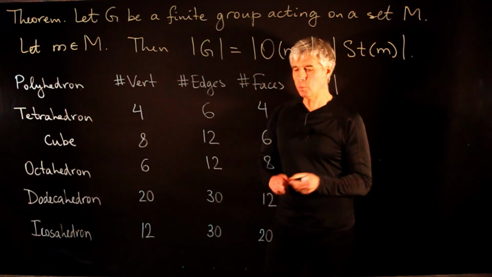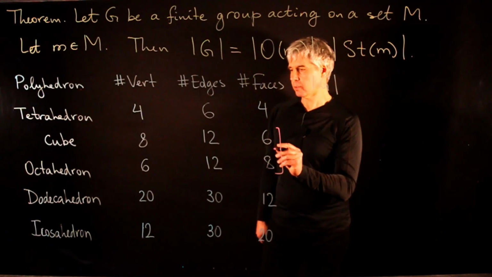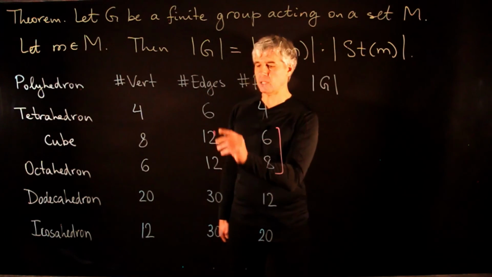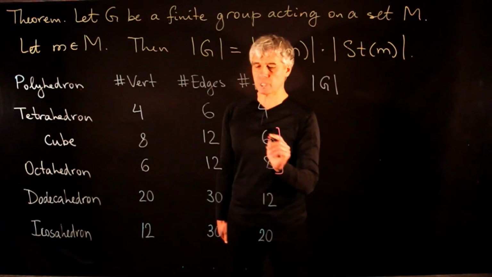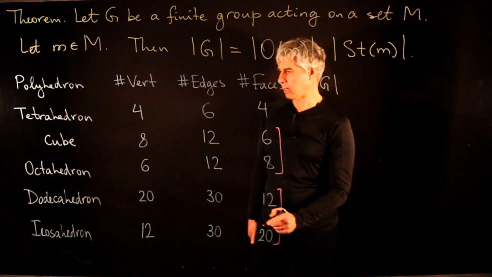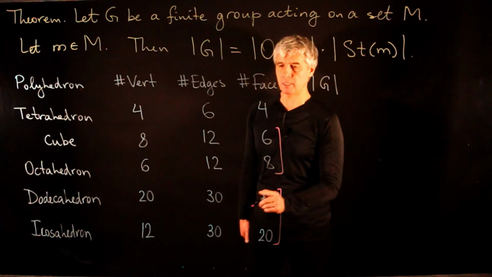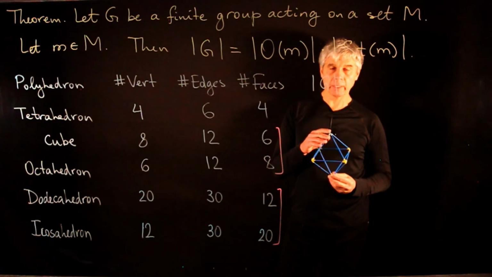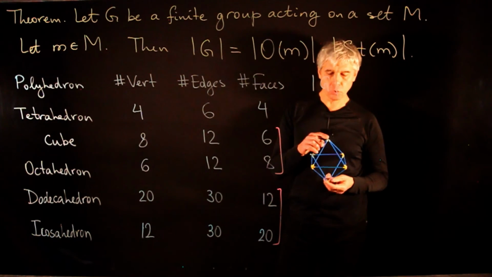So for the cube and octahedron, the number of edges is the same, but the number of vertices and faces will switch. And the same phenomenon will happen for the pair dodecahedron and icosahedron. This numerical duality is actually explained by geometry.